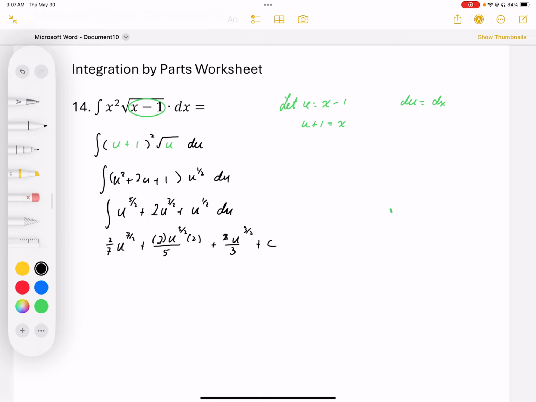plus c, and then we can do our final substitution. So this becomes 2/7 (x minus 1) to the power 7/2, plus 4/5 (x minus 1) to the power 5/2, plus 2/3 (x minus 1) to the power 3/2, plus c.